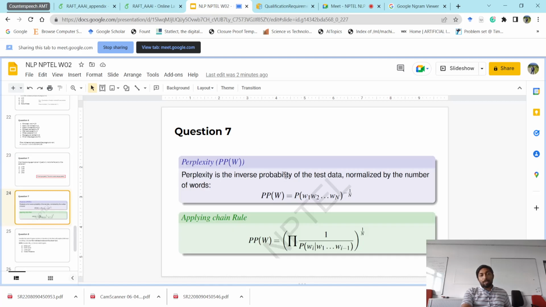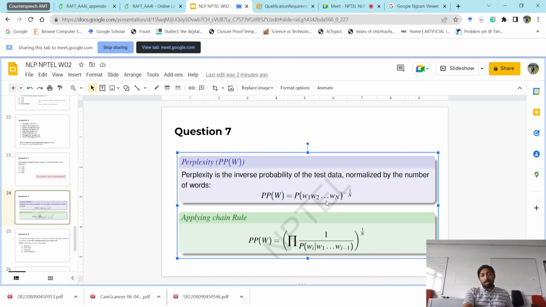So perplexity is the inverse probability of the test data normalized by the number of words. So it is simply P(W1, W2, ..., Wn) to the power minus 1 by n. And that is again divided by the number of n-grams that we are looking at. So here we have already got this term, right? P of this one, that is 1 by 60.